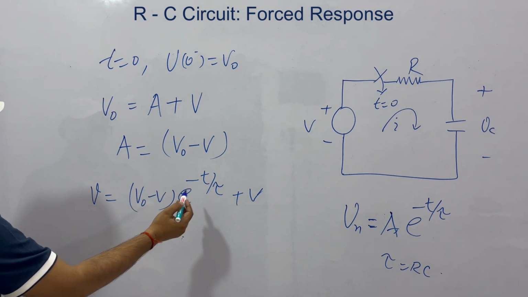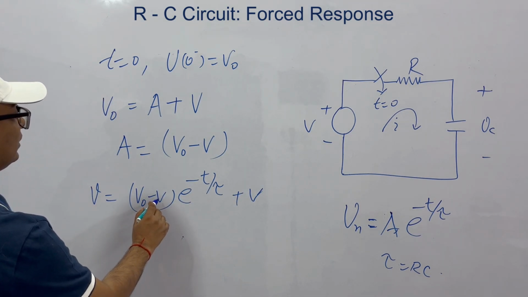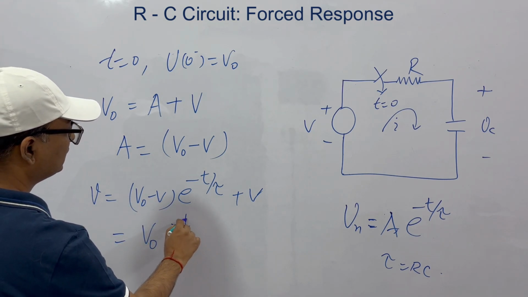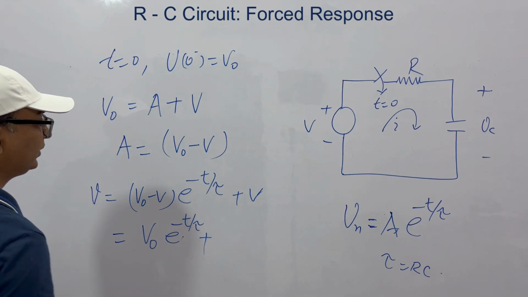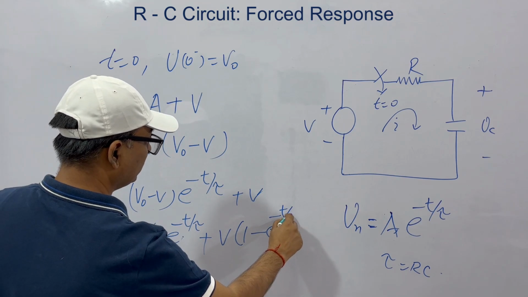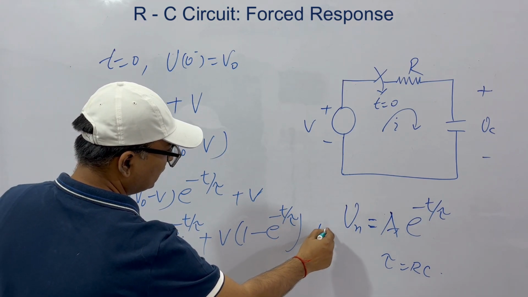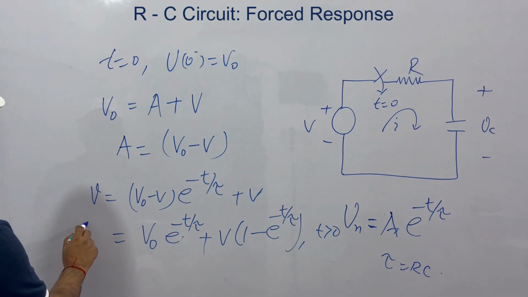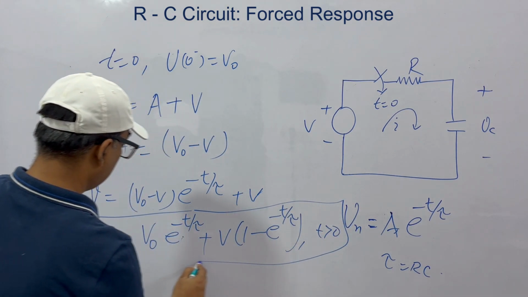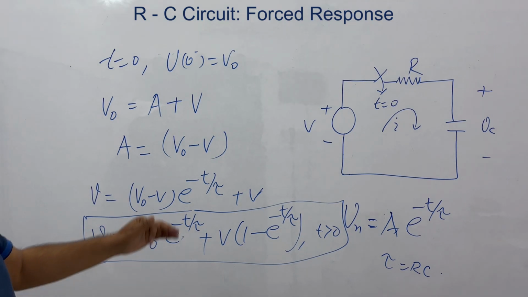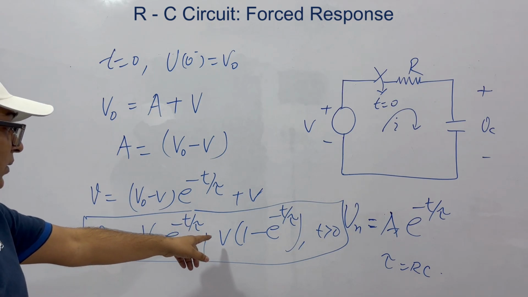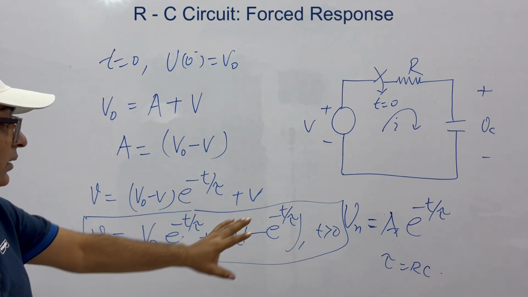Or you can take V here. We can have this as V0 e to the power minus t by tau, and then we can have V into 1 minus e to the power minus t by tau. So this is the response for t greater than 0 of an RC circuit when it has a voltage source connected to it: V0 e to the power minus t by tau plus V into 1 minus e to the power minus t by tau.